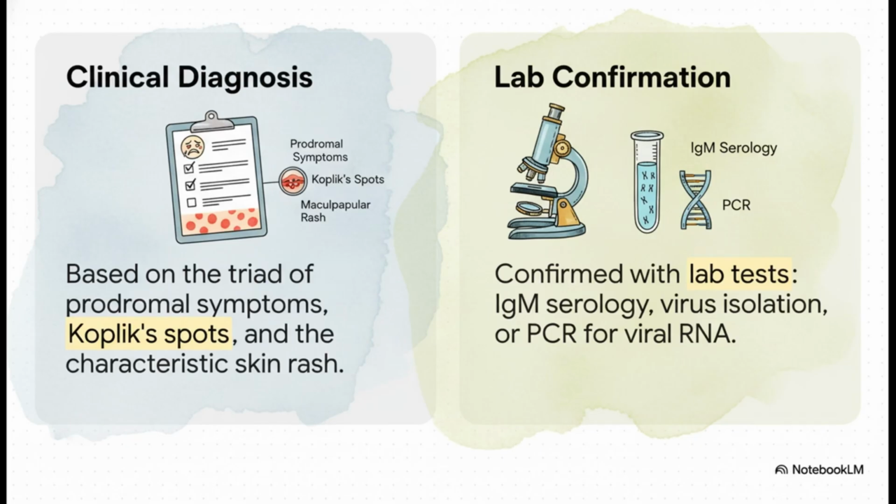That combo is usually all you need. But sometimes, maybe for public health reasons or if the case isn't super clear, you can get it confirmed with lab tests. They can do blood work to look for specific antibodies, the IgM ones, that signal a recent infection, or they can even do a PCR test on a throat swab to find the virus's RNA directly.